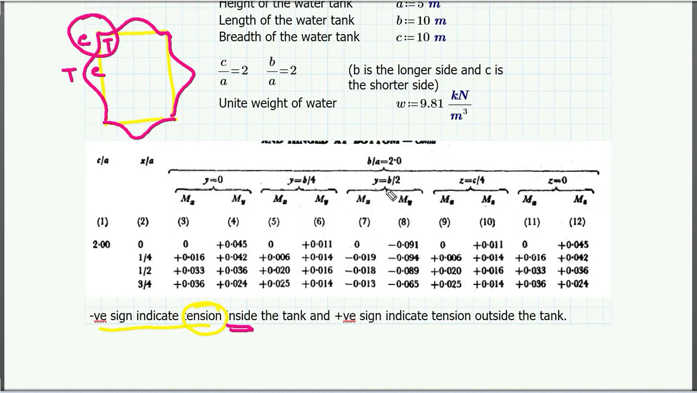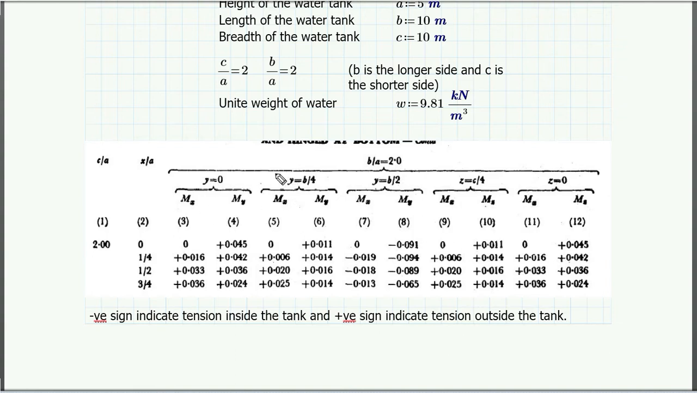So if you see y equal to b by 2, that means at the end, b by 2 means at the end, right? So at the end, we are getting a negative value. That means we are getting this kind of moment where tension is at the inside. And in the other cases, we are getting positive because tension is outside. So that is why here it is positive, here it is negative. Okay. So these are the values we need.